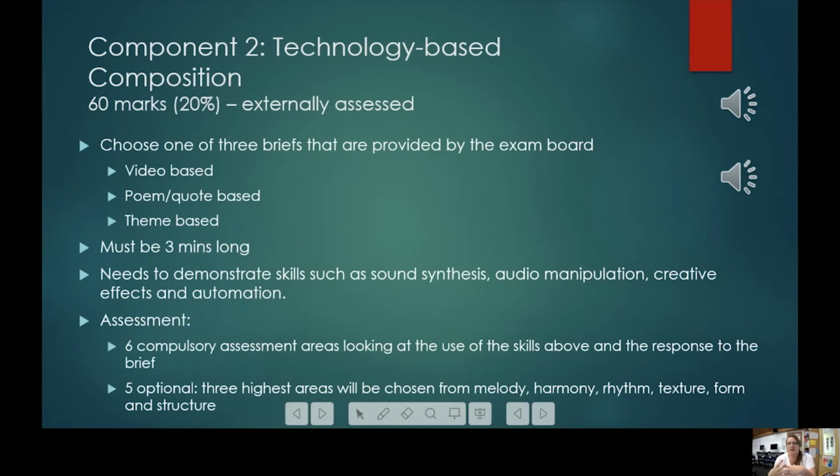And then they also look at the compositional side, so melody, harmony, rhythm, texture, form and structure. So there's an element of making sure that you can compose musically as well as using the technology effectively.